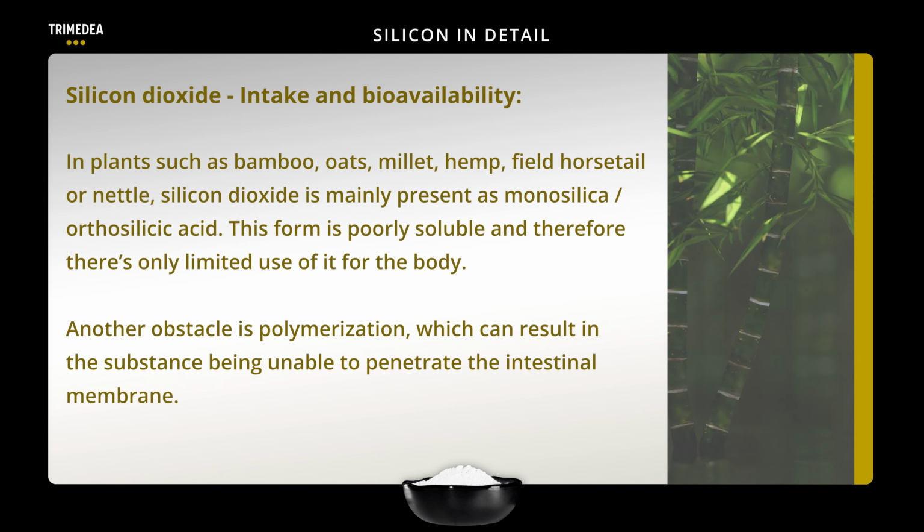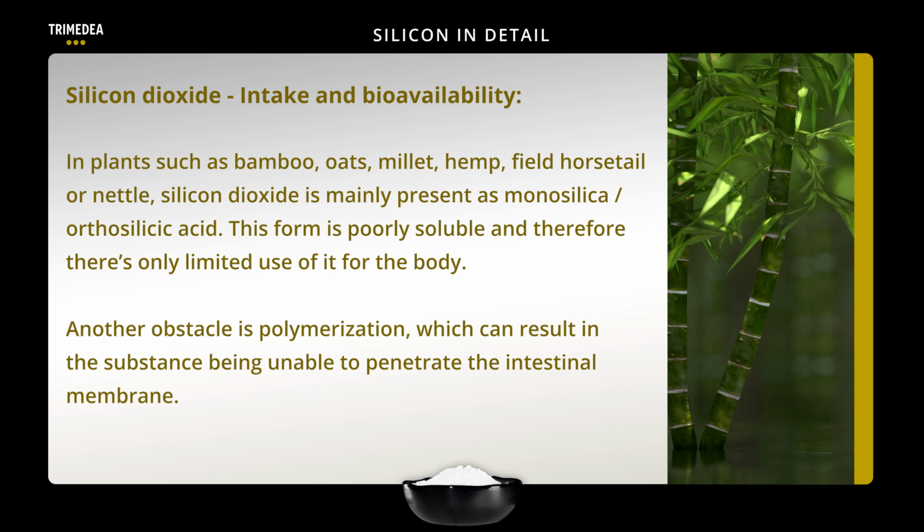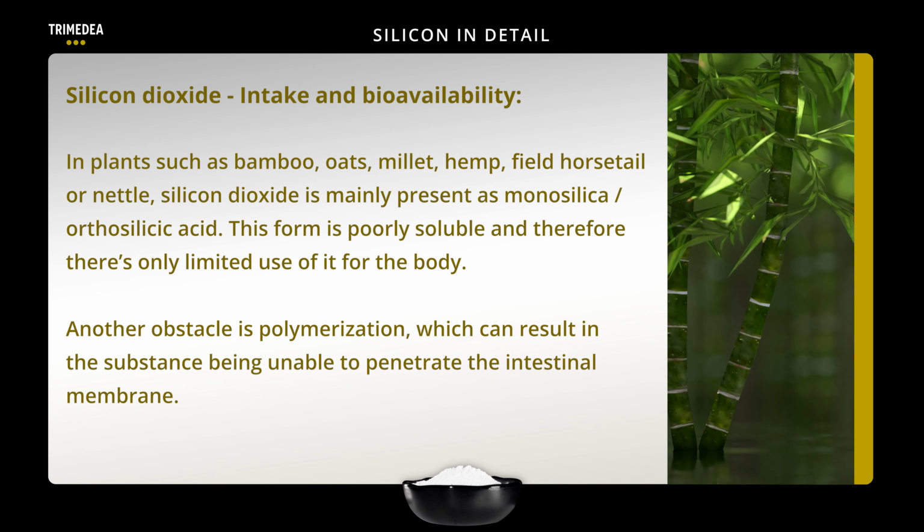In plants such as bamboo, oats, millet, hemp, field horsetail, or nettle, silicon dioxide is mainly present as monosilica or orthosilicic acid. This form is poorly soluble and therefore of only limited use to the body. Another obstacle is polymerization, which can result in the substance being unable to penetrate the intestinal membrane.